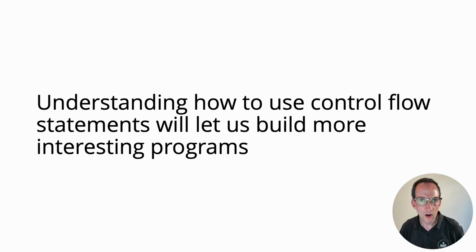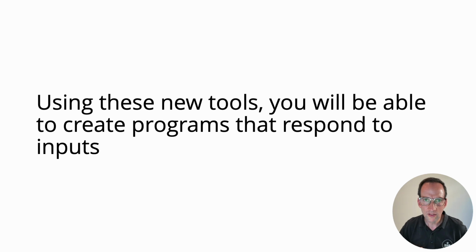In order to make our programs more interactive and responsive, we need to start understanding how to use what are called control flow statements. And that's the focus of this chapter. When we have control flow statements, we'll be able to get our programs to respond dynamically to inputs, to things from the world around them. And this will make them much more interesting and much more capable.